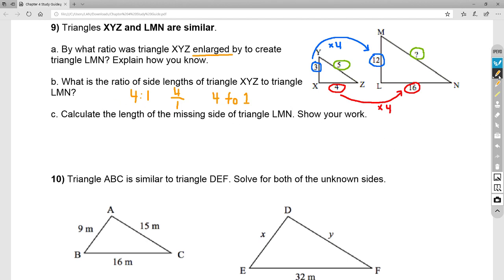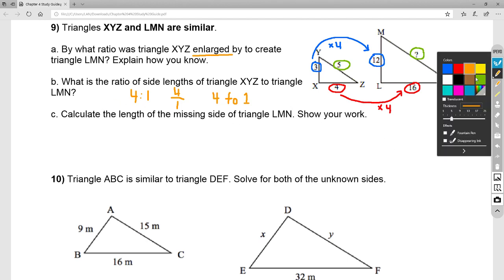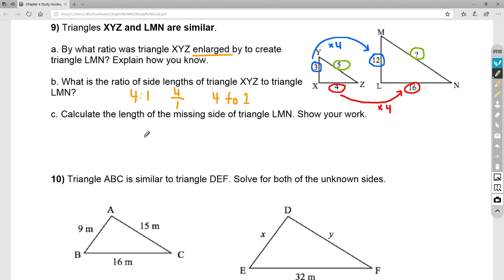And then for C, we're going to calculate the missing side. I'm going to do that in green. So again, you're going 5 times your scale factor, or your ratio, which is 4. All the other sides got multiplied by 4, so 5 also needs to get multiplied by 4. So the missing side would be 20.